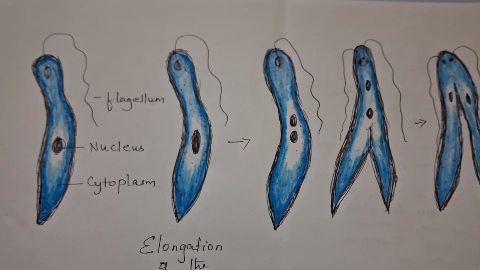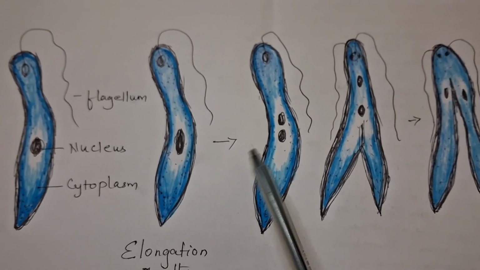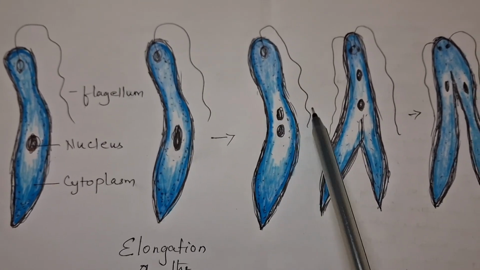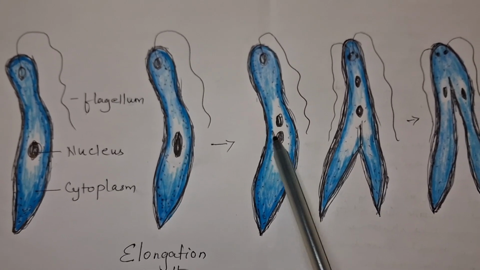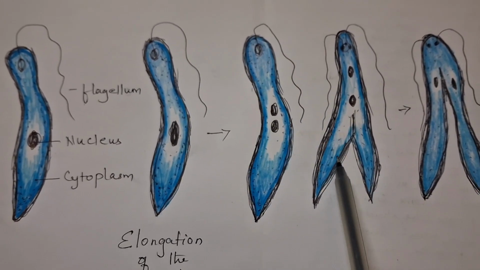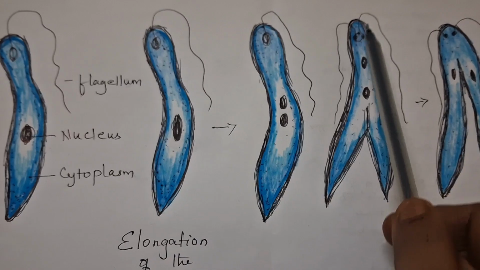First, the nucleus divides into two. So the single nucleus divides into two, and later a constriction is formed in the cytoplasm, and it splits into two. So here the splitting is longitudinal. It splits lengthwise.